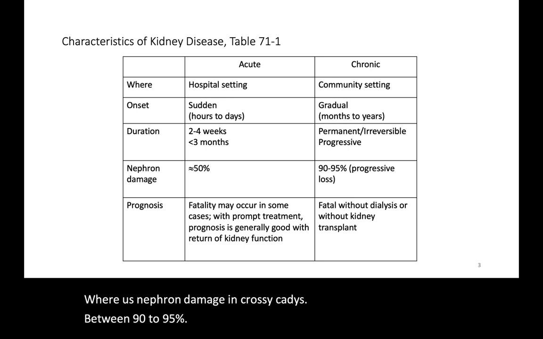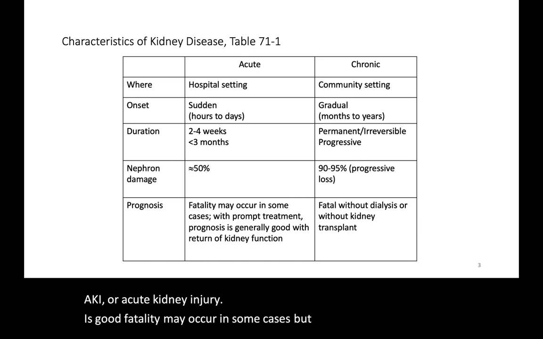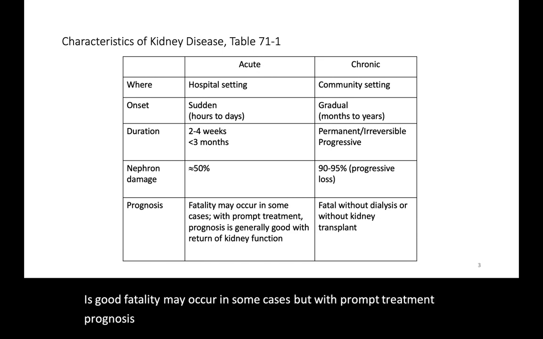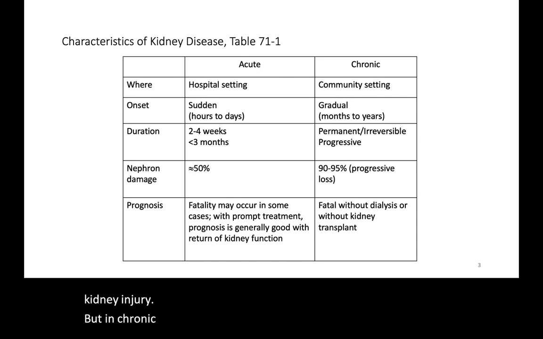The prognosis for AKI, or acute kidney injury, is good. Fatality may occur in some cases, but with prompt treatment, prognosis is generally good with a return of kidney function in acute kidney injury. But in chronic kidney disease, this is fatal without dialysis or without kidney transplant.